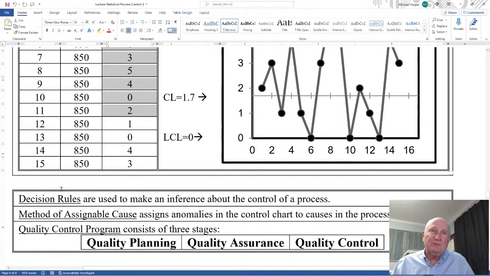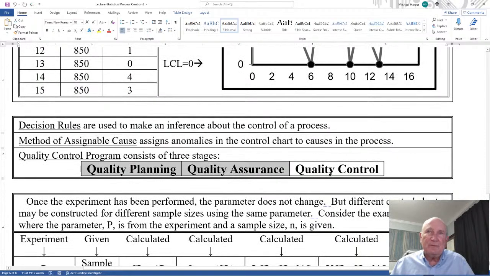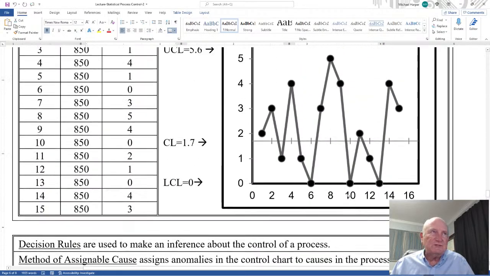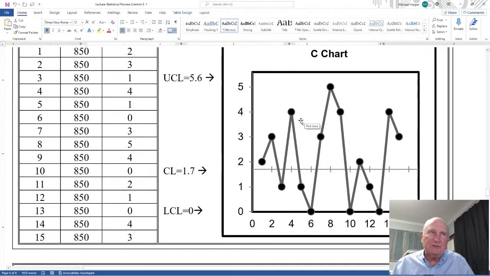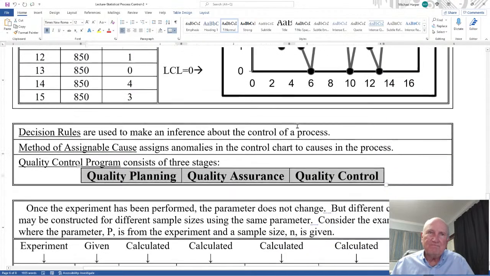So is this a random component, or is it? Well, there's where the decision rules come in again. There's where the method of assignable causes comes in again, and the quality control, the 3-step process of the quality control program comes in. Same application, just like we did with the P chart. Same process, same everything.